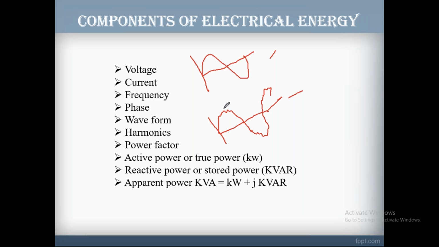In the second wave, some fluctuations are there. Those fluctuations are made by the harmonics.